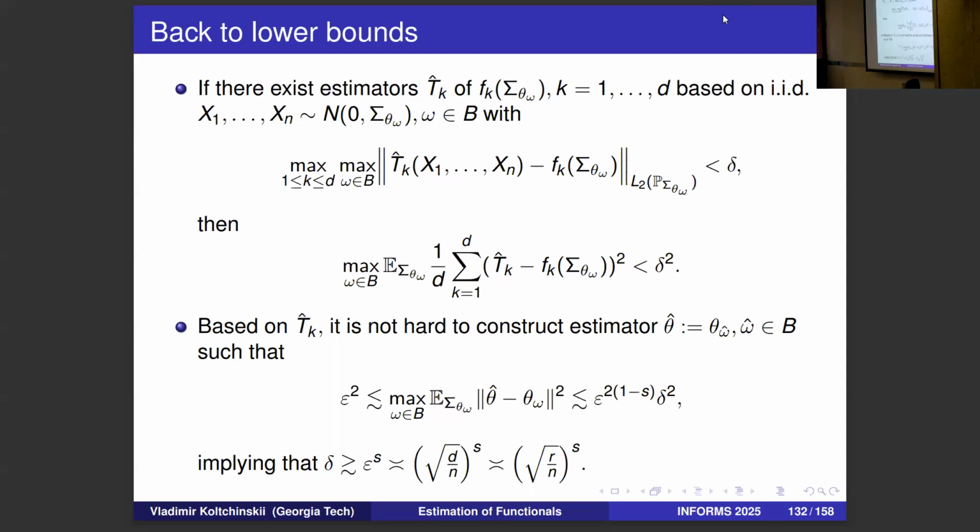So the idea basically is that you can use the fact that functionals can be estimated with a certain good enough error in order to create estimators of the parameter itself in this discretized model, for which the error will be controlled by the error that we have for the functional. And since we have a lower bound in this problem, we can compare the bounds and get the bound on what is possible for estimation of the functional. That's basically the idea of this argument.